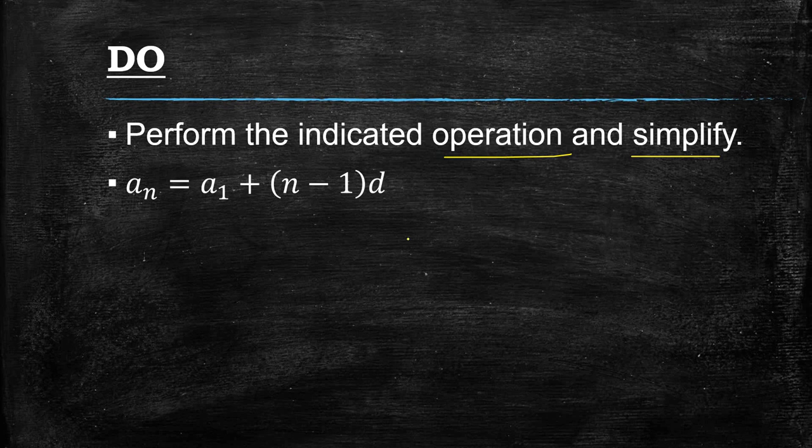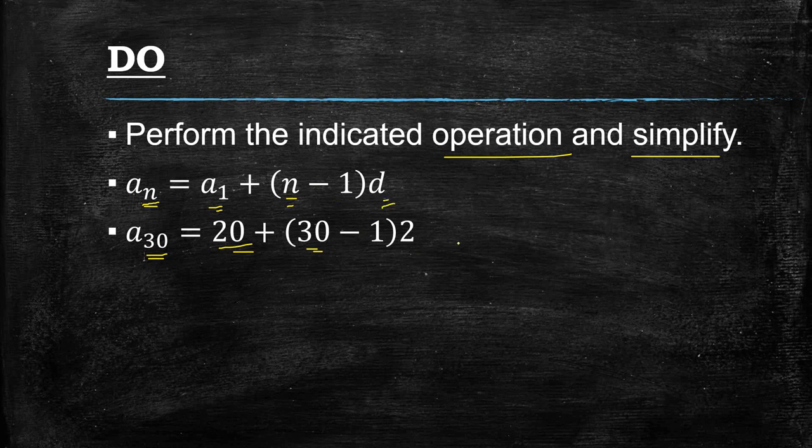Okay? So, using the formula, substitute lang natin isa-isa to. Okay? So, our a sub n is now a sub 30, kasi na-state na natin kanina that the value of n is 30. And then, our first term is 20. And then, the value of n is 30. So, we have a constant here, minus 1 times the common difference, which is 2.